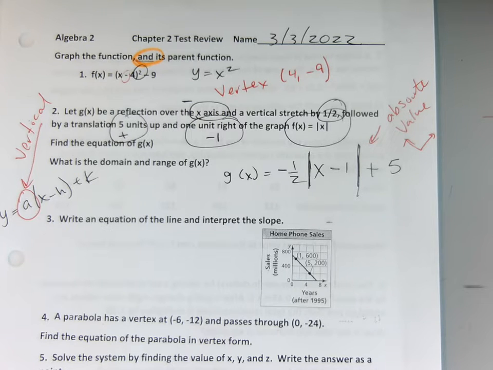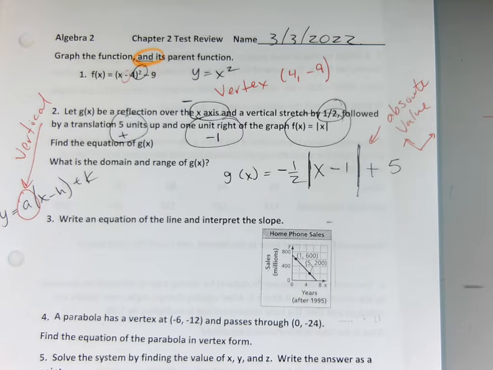Let me see why. What's 1 minus 1? That puts it at zero. So that's why it's the opposite. Why is the stretch part negative? Because of this word right here.